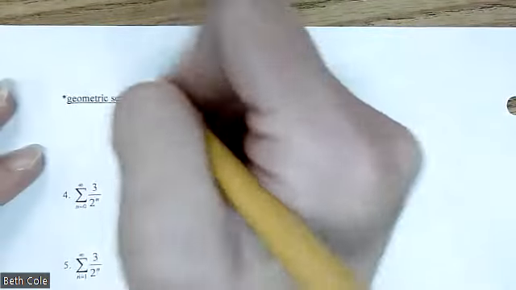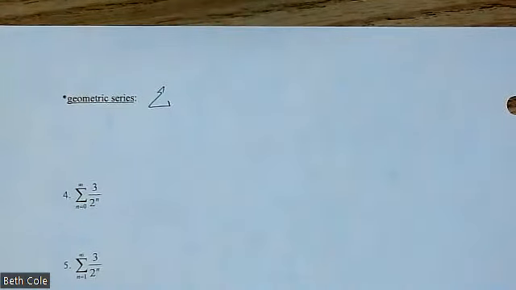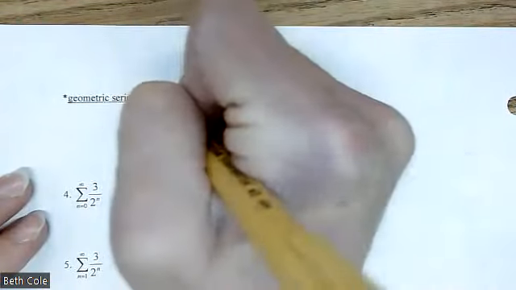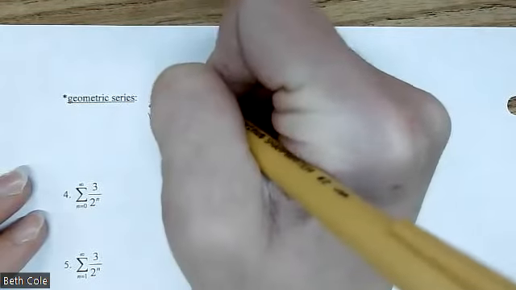Okay. So a geometric series is one of the special ones that we're going to look at that follows a specific pattern. So go ahead and draw your sigma, n equals 0 to infinity.